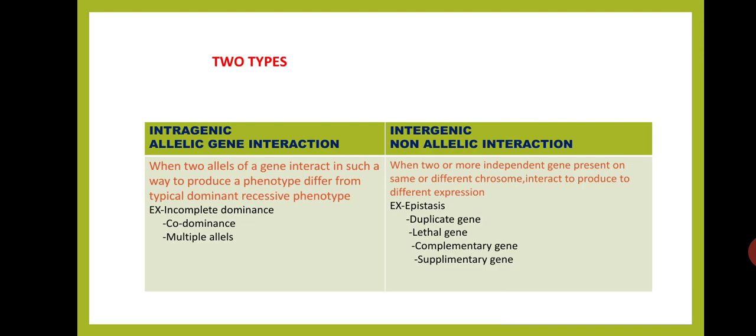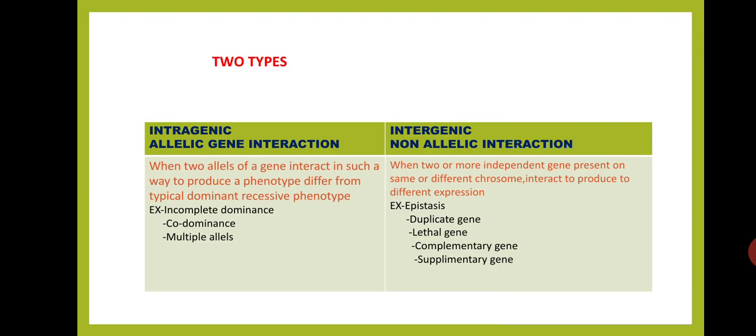Then the gene interaction is of two types. According to Bateson and Punnett hypothesis, some characters are produced by the interaction of two or more pairs of genes. That's why there are two types. The first is intragenic, also known as allelic gene interaction. And another is intergenic, also known as non-allelic gene interaction.